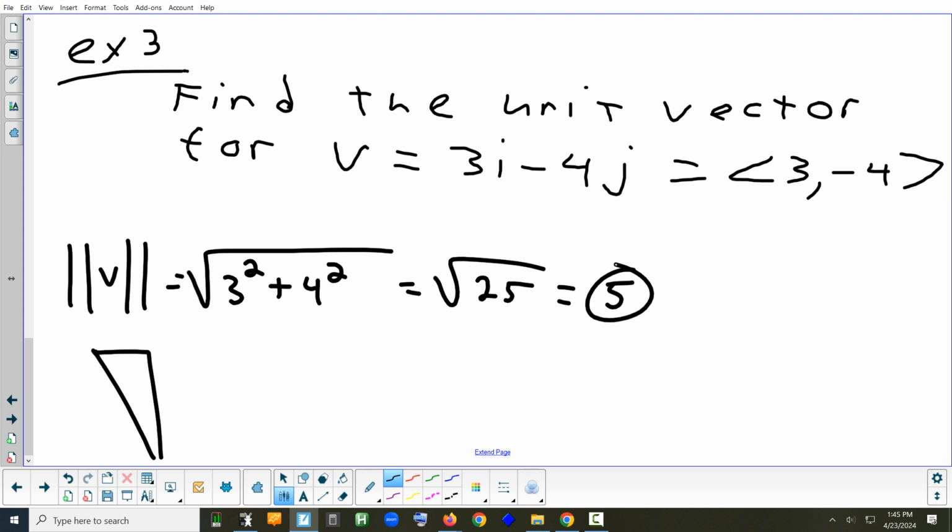So what does this vector need to be scaled by? 1/5. So what I want to know is this. What's 1/5 of v? And that's my answer. So you plug 5 into the magnitude of v. So you're going to take that 1/5 and you're going to distribute it to each component. Right? What's 3 times 1/5?